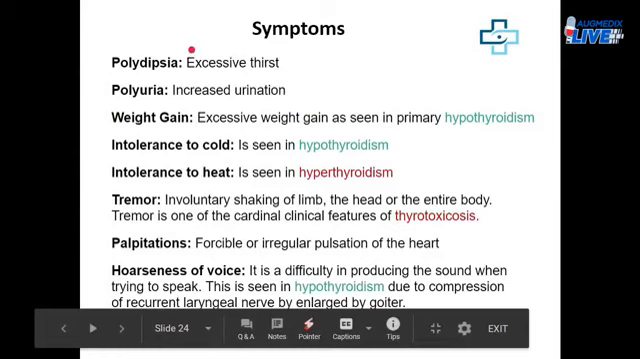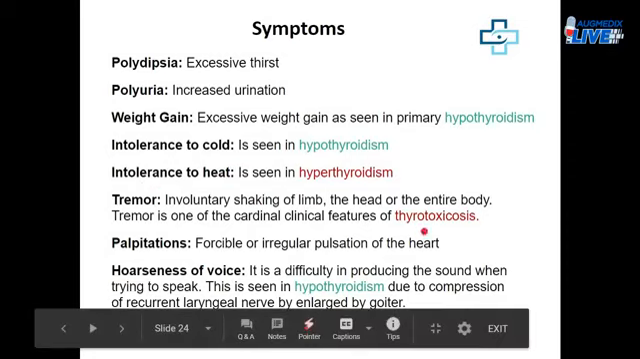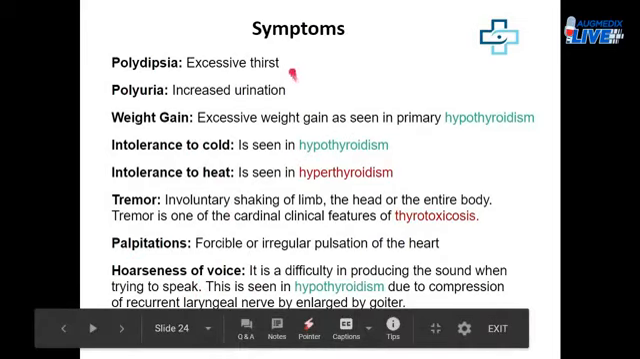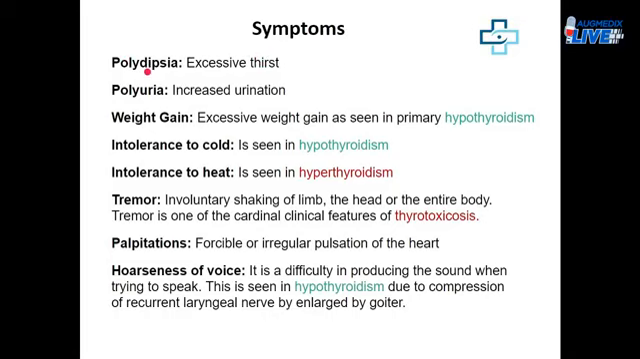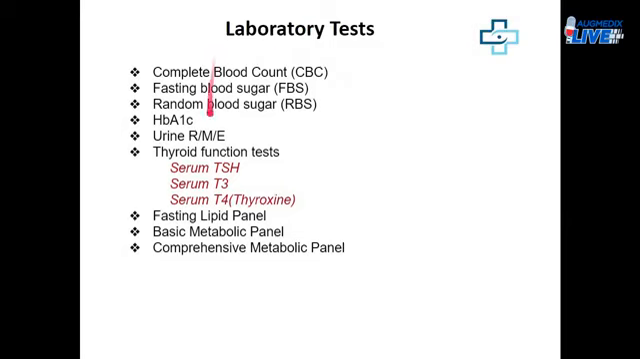Okay, so let's have a recap of the symptoms and tests. So we saw the symptoms. So individually, hyper, as you can see, the red bolded one. So in case of hyperthyroidism, there is going to be intolerance of heat. Okay, there is going to be tremor, palpitations. For hypothyroidism, intolerance to cold, weight gain, and hoarseness of voice. For diabetes, the 3P, polyuria, polyphagia, and polydipsia. Okay. Next is laboratory tests. So these are the common tests.